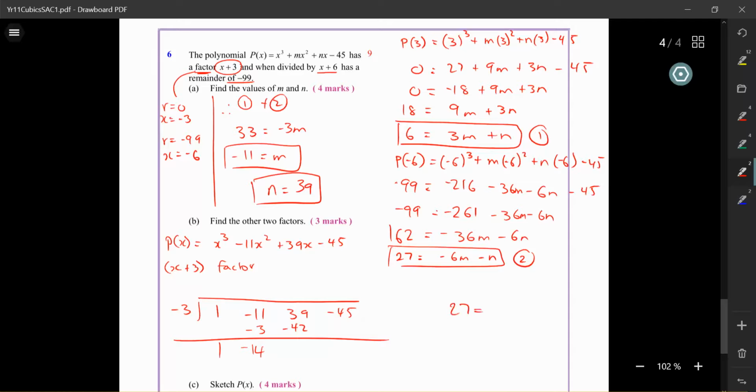So 27 equals negative 6. Oh wait, no. Let's do this. The top line was 6 equals 3m, so 6 equals 3 times negative 11 plus n, negative 33, so bring it across, yeah, 33 plus 6, 39. Yeah.